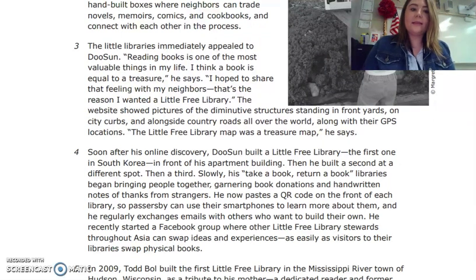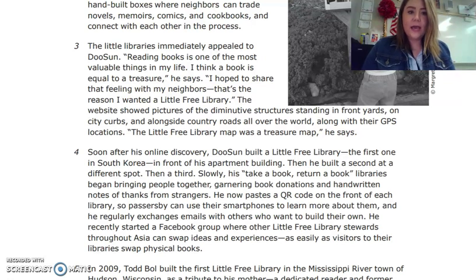The little libraries immediately appealed to Do Sun. Reading books is one of the most valuable things in my life. I think a book is equal to a treasure, he says. I hope to share that feeling with my neighbors. That's the reason I wanted a little free library. So right there, he wants to build a little free library because he wants to show his neighbors, friends, anyone around him that books are valuable and important and equal to a treasure. So where it says that's the reason I wanted a little free library, that's telling me the why behind, I'm assuming, his choice to build one.